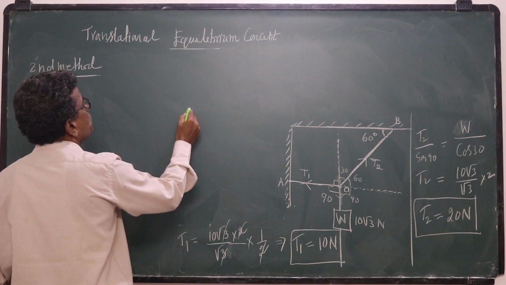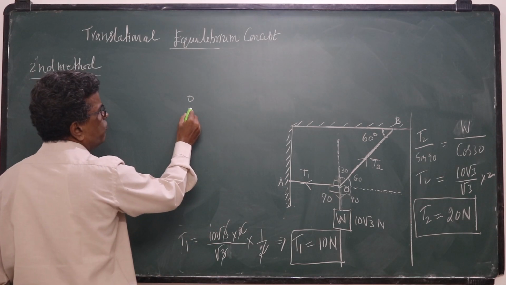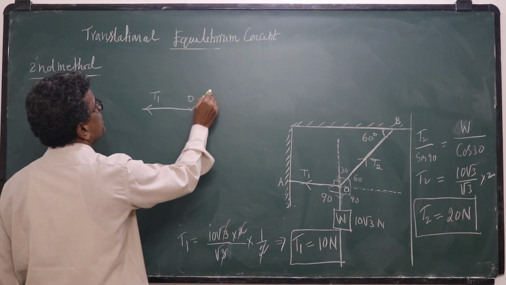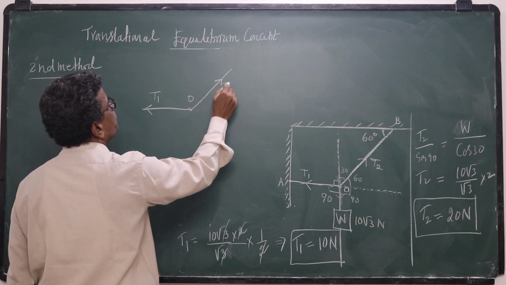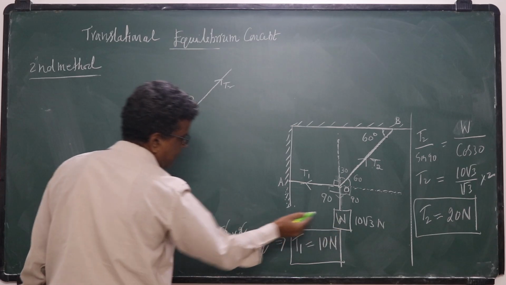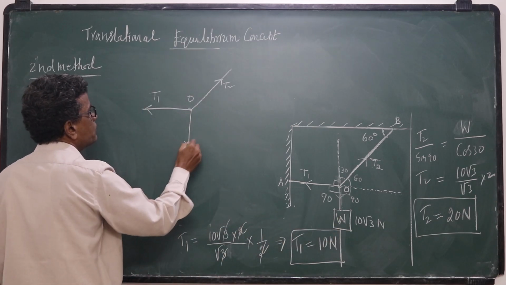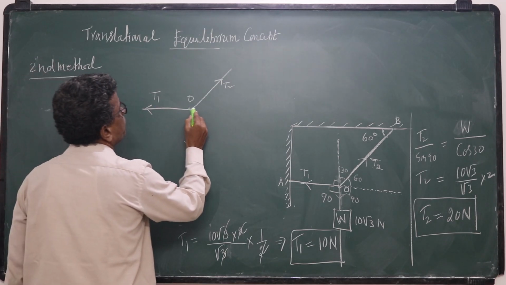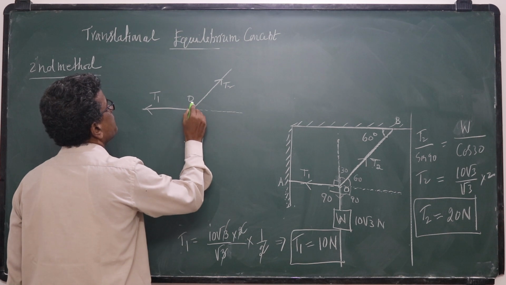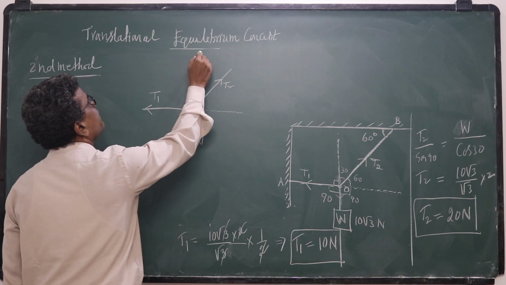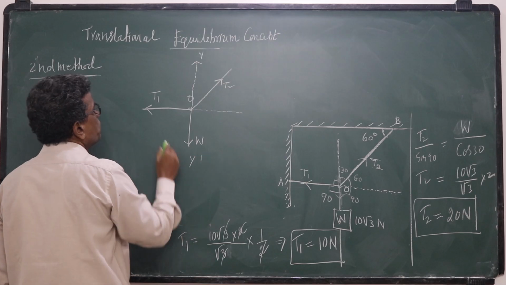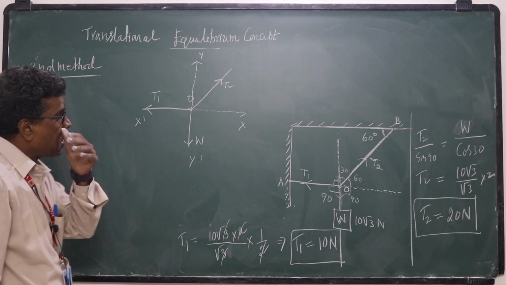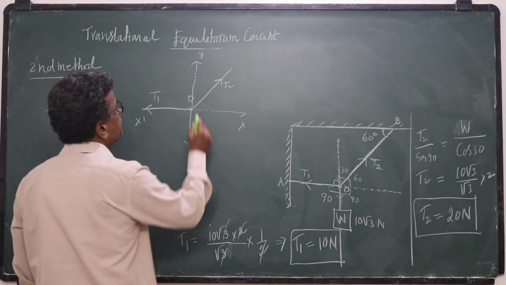This O is the particle. How many forces are acting on it? T1, T2 and W. So you assume a coordinate system, x-axis and y-axis. I assumed this one as the positive y-axis, this is the negative y-axis, this is the negative x-axis, and this one is the positive x-axis. So this angle is 30.